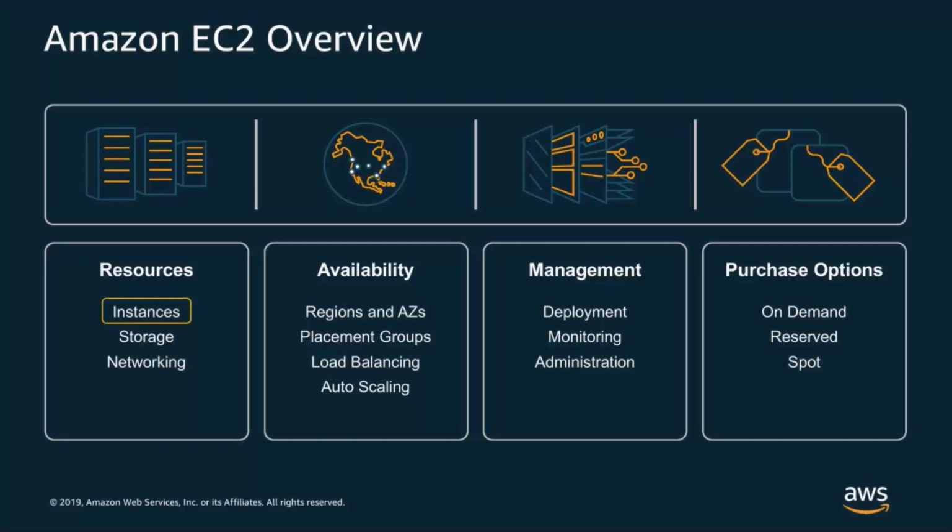The availability part of EC2 encompasses the regions and availability zones where these various instances are available. Also, different ways of launching your instances, whether it be in placement groups or other. We also have a bunch of services that help you do load balancing and auto scaling as your needs and infrastructure grow. Then we have a whole bunch of management services.